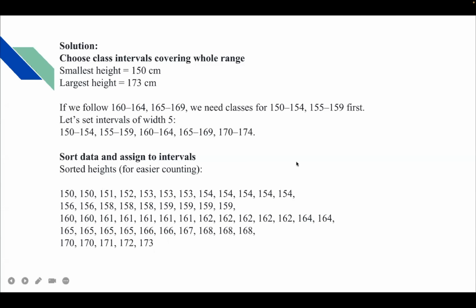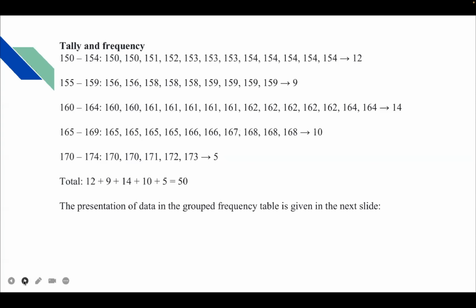So let's count. For the first one, we have 1, 2, 3, 4, 5, 6, 7, 8, 9, 10, 11, 12. The next one we have 1, 2, 3, 4, 5, 6, 7, 8, 9. And we also have 14. And we also have 10. And last but not the least, we have 5, which has been sorted out here.